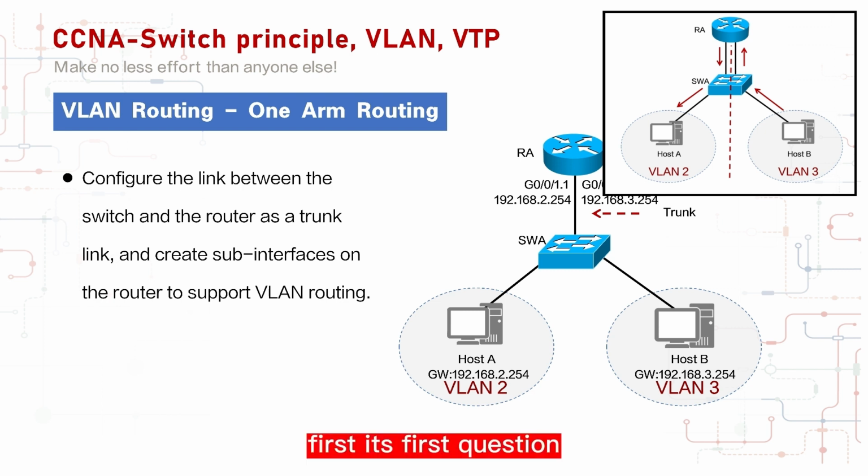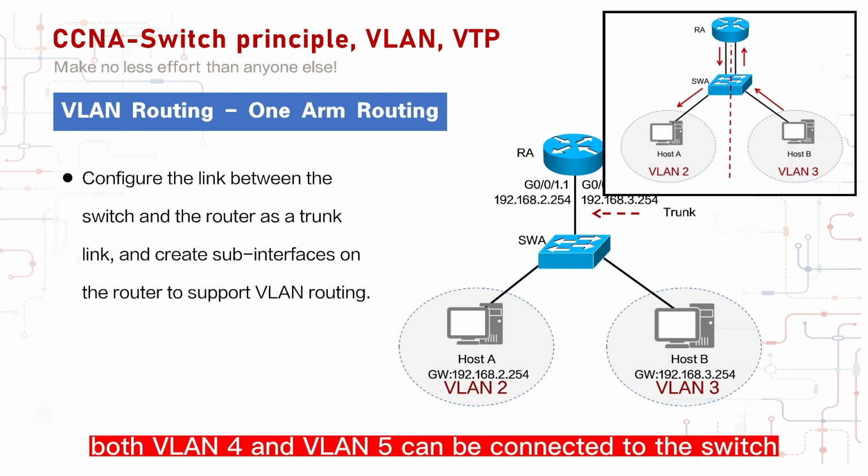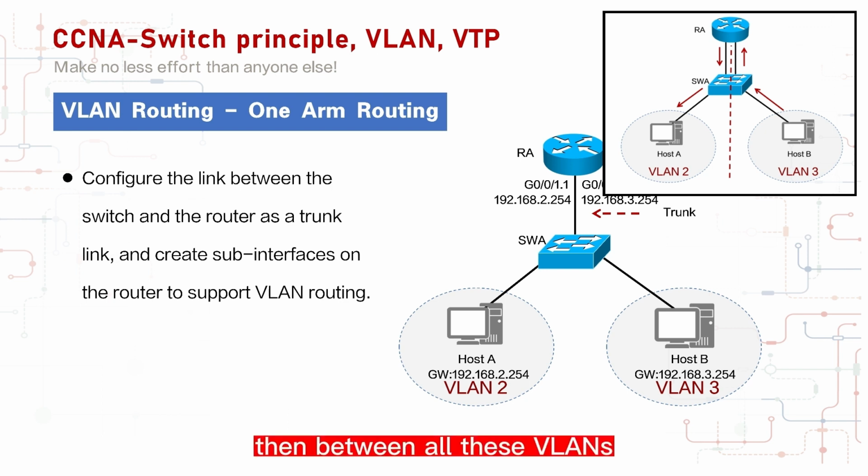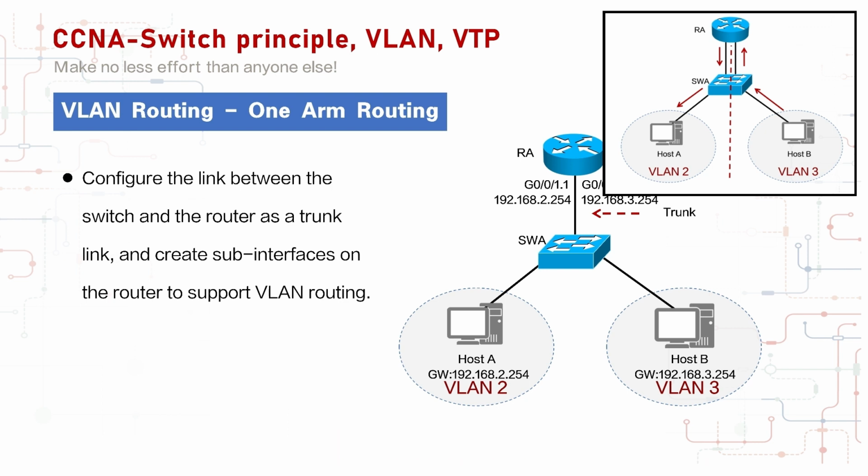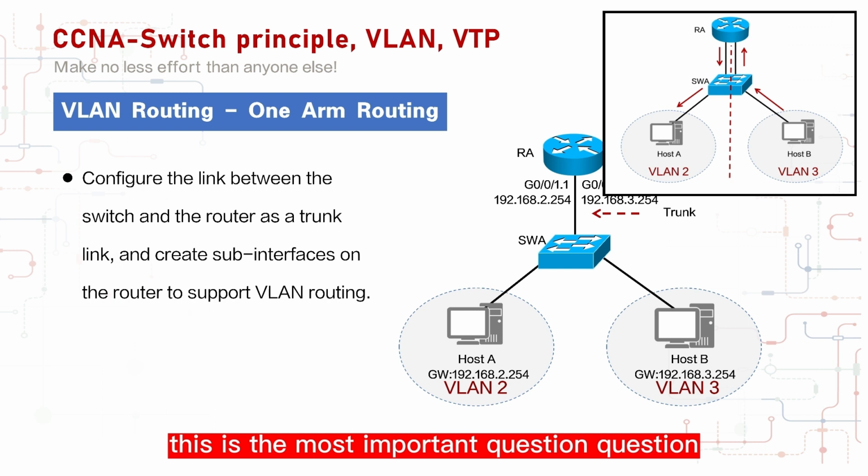First, its first problem: single point of failure. That is to say, once this line is broken, you will find all business is down. This is still 2 VLANs. Both VLAN 4 and VLAN 5 can be connected to the switch. Then between all these VLANs, all visits follow this line. If this line is broken, nothing can get through. This is the most important problem.